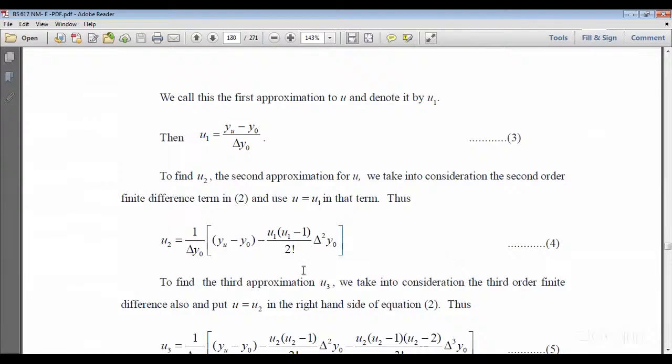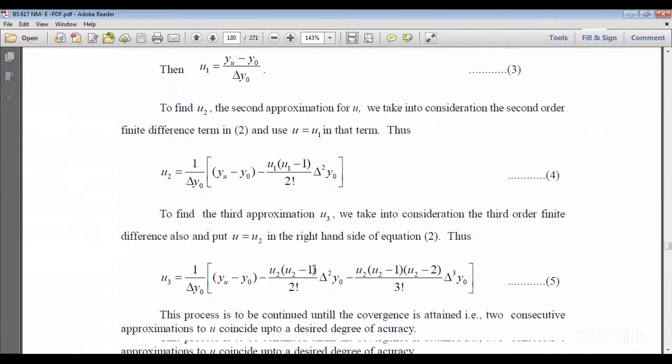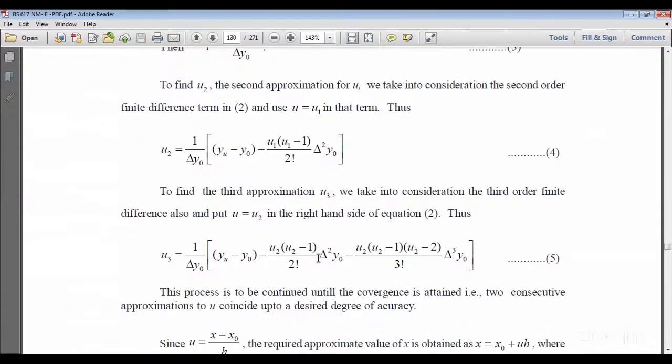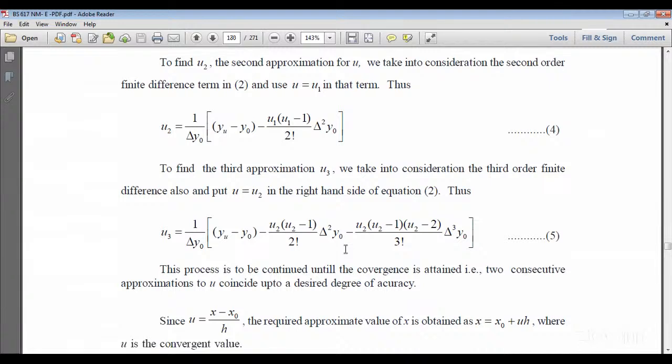So u3 is equal to 1 by del y0 into y minus y0, minus u2 into u2 minus 1 by 2 factorial del square y0, minus u2 into u2 minus 1, u2 minus 2 by 3 factorial del cube y0. This process is to be continued.